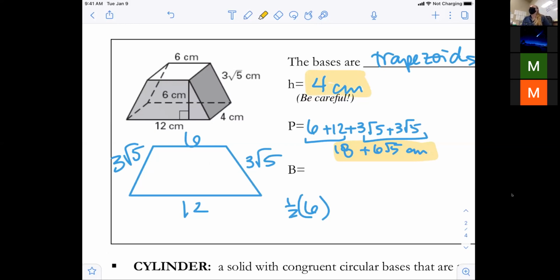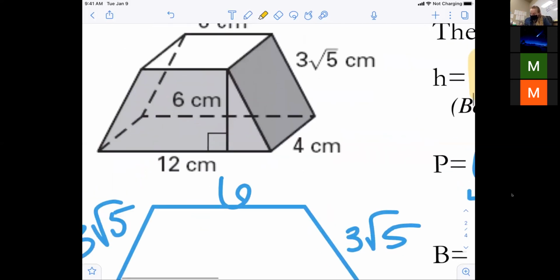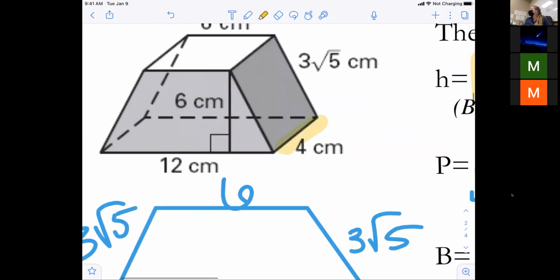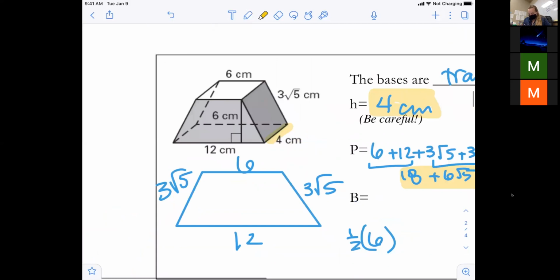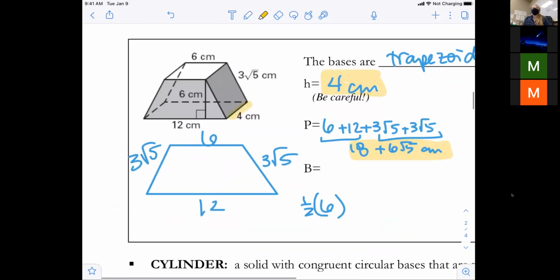Okay, let's talk about that. Height. I want us to be careful. Height of the trapezoid is 6. Height of the entire prism is 4. Because remember, height is the distance between one base to another base. So as I was about to do height for my trapezoid, that's when I realized, oh, that's not the right height that I wrote earlier. Wow, I'm so glad I made that mistake so you don't have to later. We got to share mistakes. Sometimes I got to make them, sometimes you got to make them.